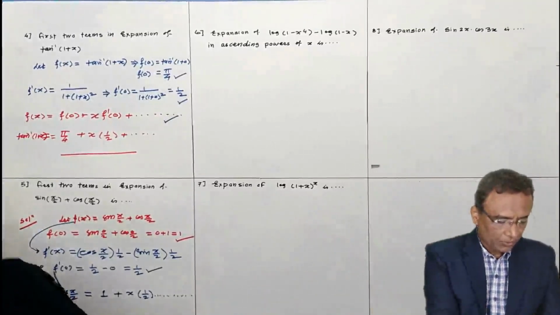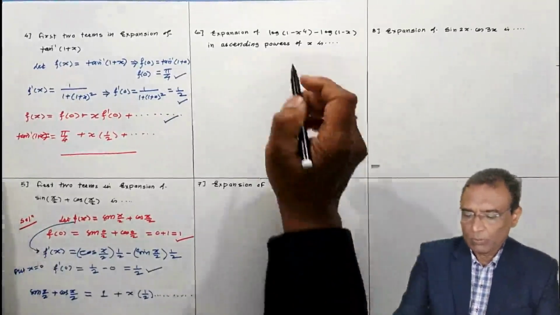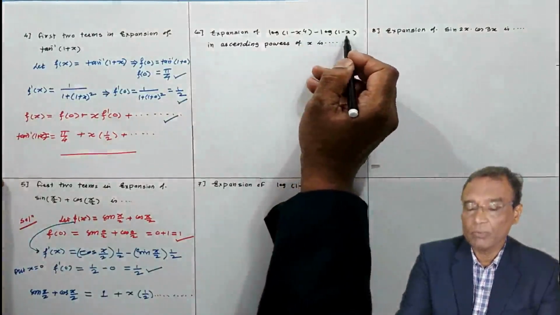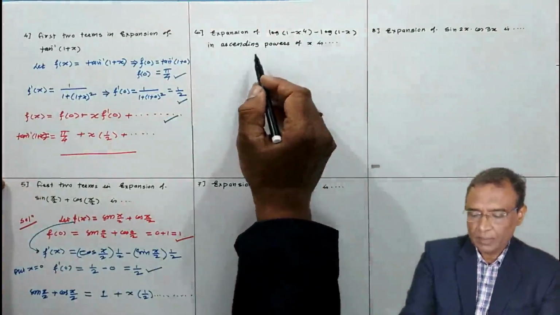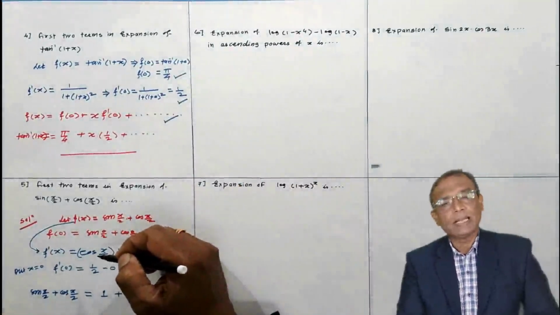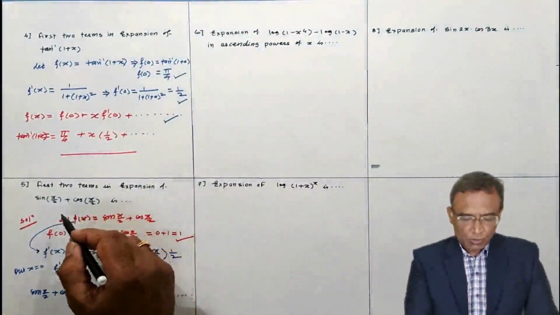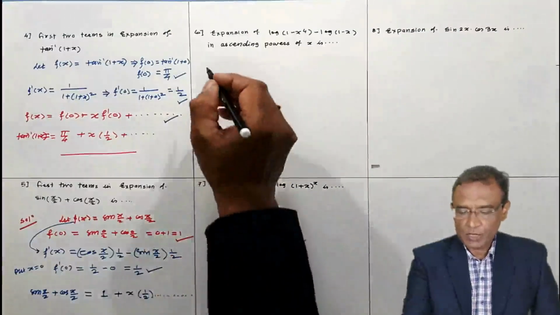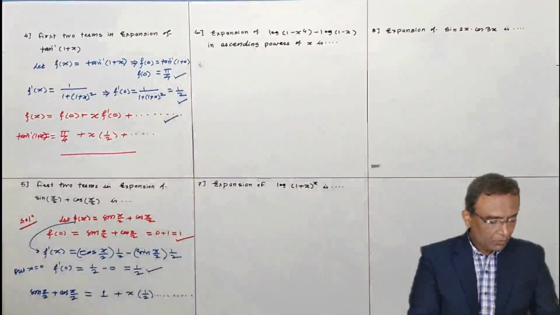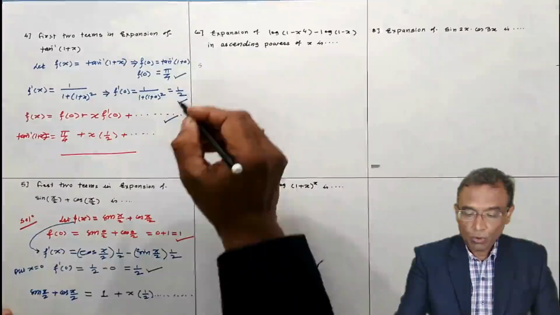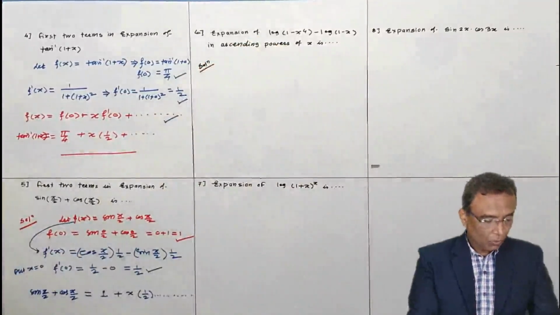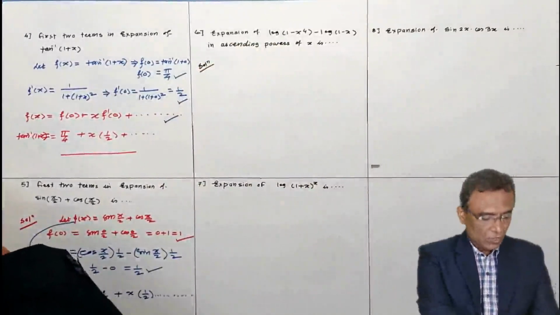Now the expansion of log of 1 minus x to the power 4 minus log of 1 minus x. Here you can solve this problem by Maclaurin series or by the direct expansion method also. You can use direct Maclaurin series here, but I am using the direct expansion of log of 1 minus x. See the formula I am writing, the log of 1 minus x formula.